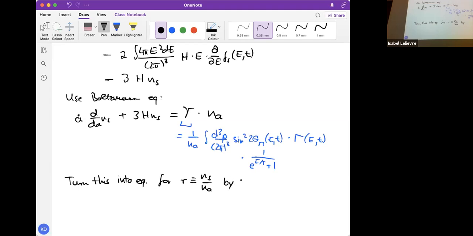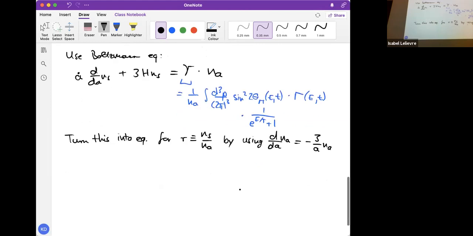If we want to do this, then we need to know the derivative of A. So by using d over dA of NA, that's just minus 3 over A times NA. That just comes from, it's easy to show, the fact that active neutrinos are basically redshifted, and that's all that happens to them during this period of cosmological evolution.